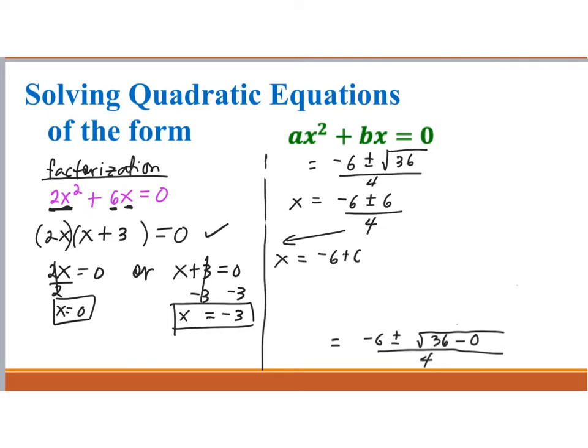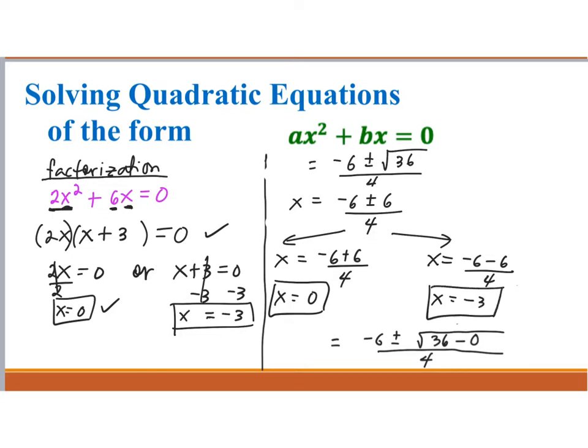Negative 6 plus 6 divided by 4. And the other one is x equals negative 6 minus 6 divided by 4. Now this gives you negative 6 plus 6 is 0, and 0 divided by 4 is 0. This is this answer. And this other one is negative 6 minus 6 is negative 12, divided by 4 is negative 3, which is the same as this answer.